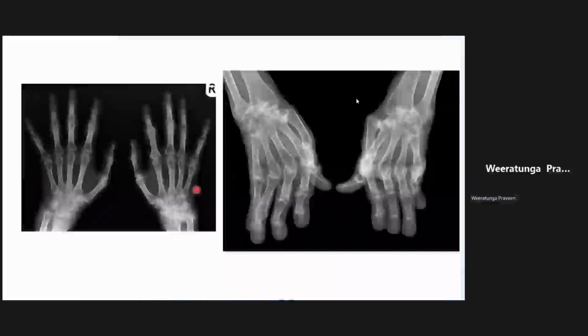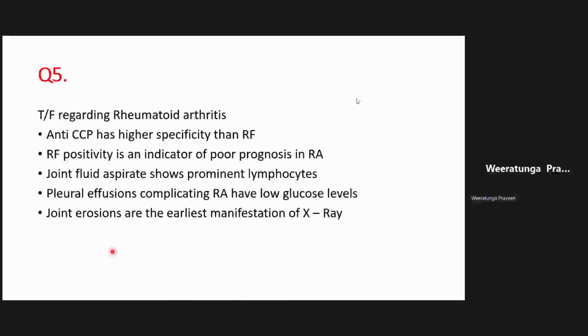Actually, one of the earliest things you see is slightly widened joint space. That is one of the first things you see. Erosions are definitely a late feature of the disease, and even later you get the joint deformities. So they are definitely not the earliest manifestations on X-ray. Initially you get a bit of widening of the joint space. It's unusual, but that is one of the first things you can actually see. And then erosions come much later than that.